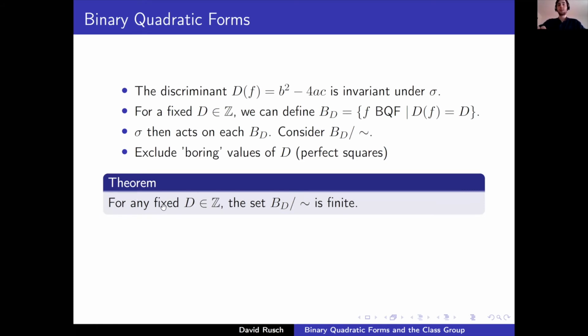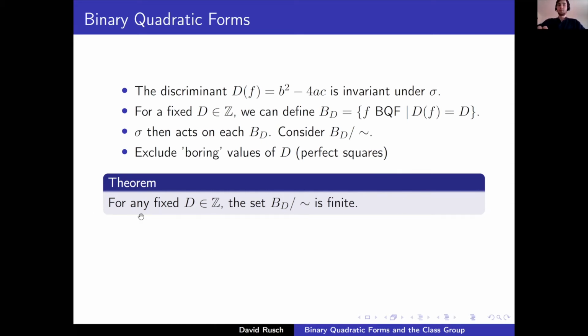So we can show that for any fixed discriminant, the set of equivalence classes is finite. So this is really cool because you can list all of the equivalence classes, and since we will construct our group using elements of these equivalence classes, we automatically know that the group is finite. And then if we show the correspondence to the class group, we also know that the class group is finite, which is actually a non-trivial result in algebraic number theory.